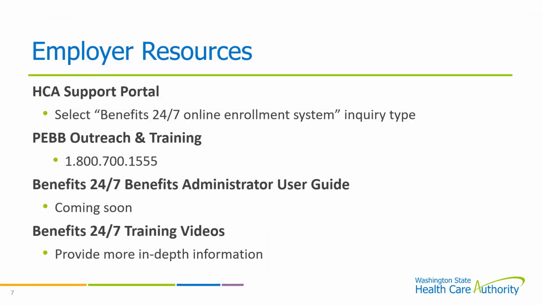Okay, so now that you know how to complete the dependent verification process in Benefits 24/7, here are those follow-up resources in case you have any questions about Benefits 24/7. So first, you can send us your questions through the HCA support portal, and just remember that when you create your ticket, just be sure to select the Benefits 24/7 online enrollment system as your inquiry type. You can also reach out to our outreach and training team at the number that we've listed here. And even though we don't have this available just yet, there will be a link coming soon to a Benefits 24/7 Benefits Administrator user guide.